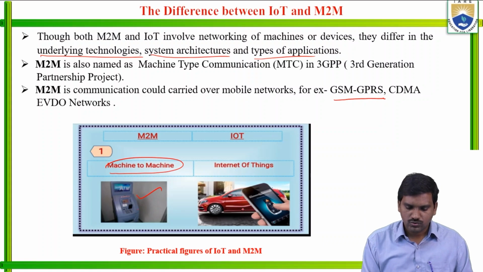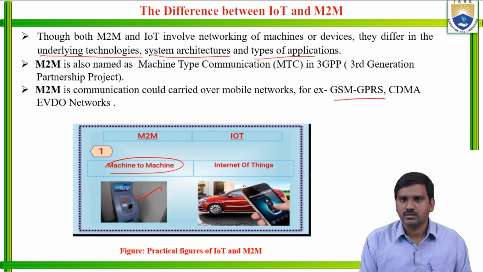Next, IoT. Here we are sitting in a car, and this is the mobile. The car key we can operate with the mobile only. This is the best example for IoT.